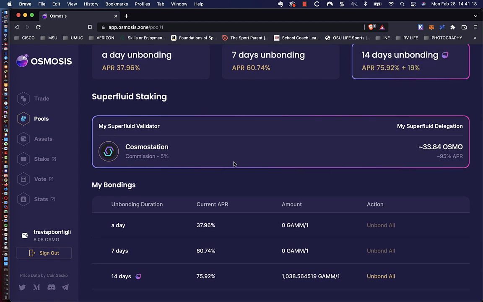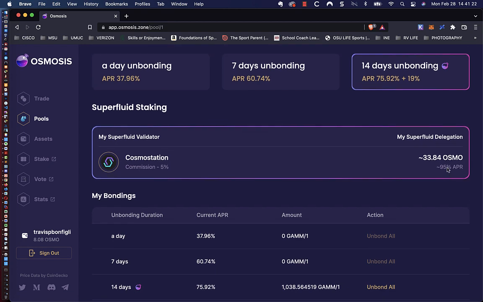So we're doing our Cosmostation, commission is 5%, as our validator. You can see here that the APR is right around 95%. Again, the 75.92 and then the 19% puts us right around 95. And we're earning that on the 33.84 Osmo tokens that make up half of this liquidity pairing, or these LP tokens.